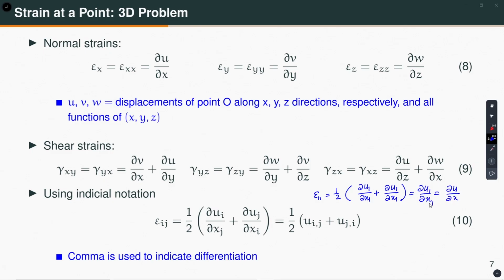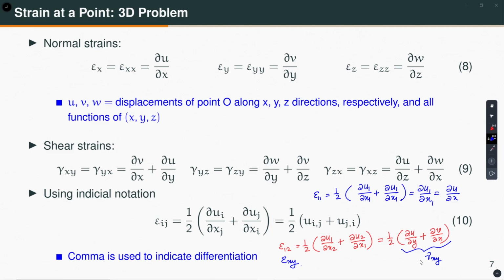Now, for the shear strain, let us take a look. Epsilon, let us say 1 2, is 1 by 2, where i is 1 and j is 2. So, del u 1 del x 2 plus del u 2 del x 1, which I can write as 1 by 2 del u del y plus del v del x. But what is the shear strain? Gamma xy is this quantity. If I say this is epsilon xy, you can see epsilon xy is half of gamma xy.